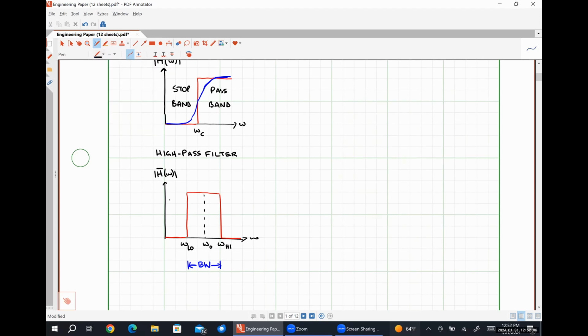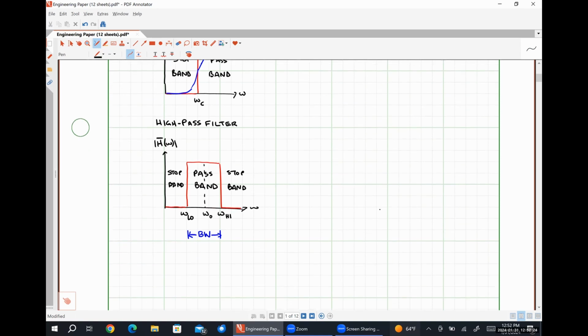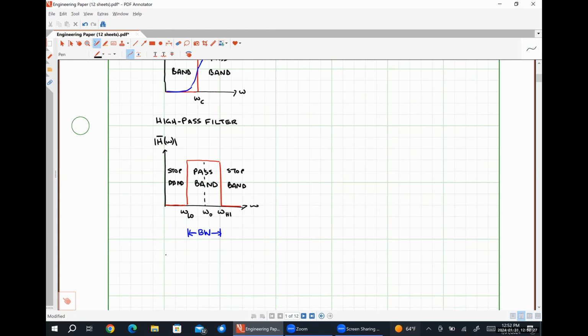So over here on the left, we have a stop band. Over here on the right, we have a stop band. And then here in the middle, we have our pass band. And so this particular type of filter response is associated with what are called band pass filters. A band pass filter requires at least 2 energy storage elements to achieve, so it can only be done as a second order filter or higher, okay?